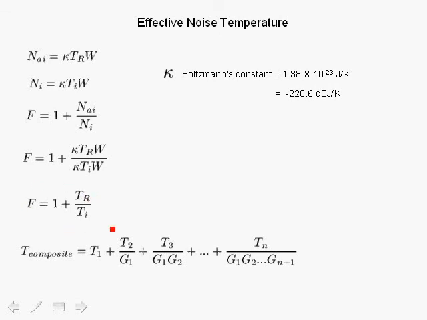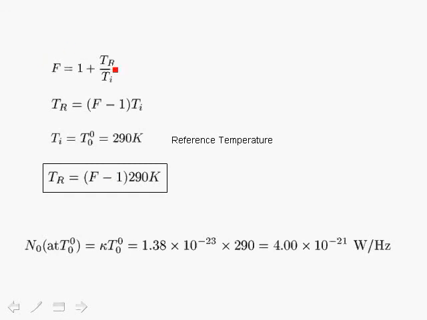Here we have the expression for the noise figure in terms of the effective noise temperature of the amplifier and the effective noise temperature at the input of the amplifier. When the noise figure of an LNA is specified, for example 2.4 dB, we need to calculate what the effective noise temperature is for that amplifier. So let's rearrange terms over here and derive T sub R in terms of the noise figure and T sub I. So here we have the expression. If we rearrange terms, then we get that TR equals (F minus 1) times T sub I.